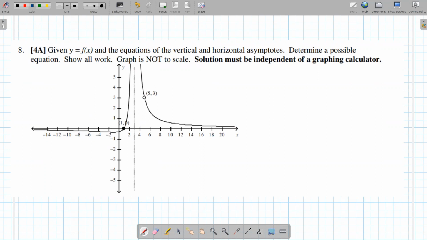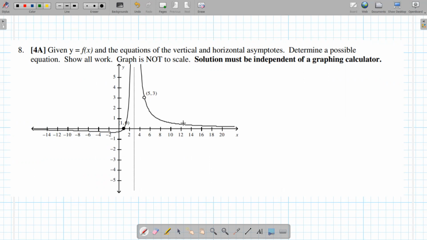Okay. Well, a possible equation. It's a little bit complicated again, right?